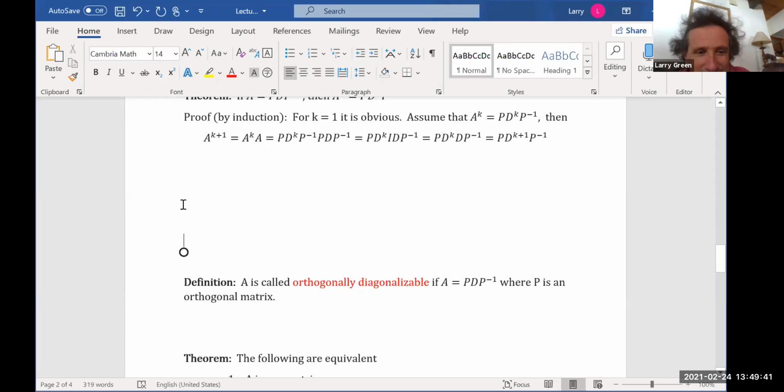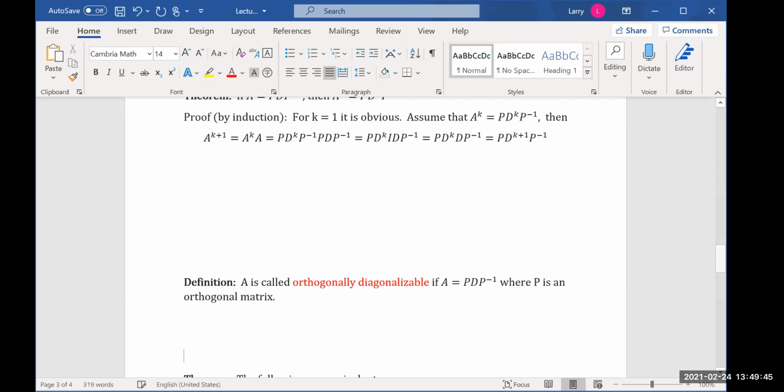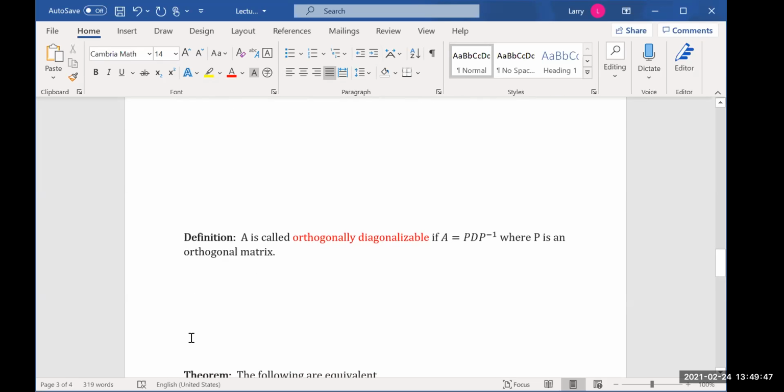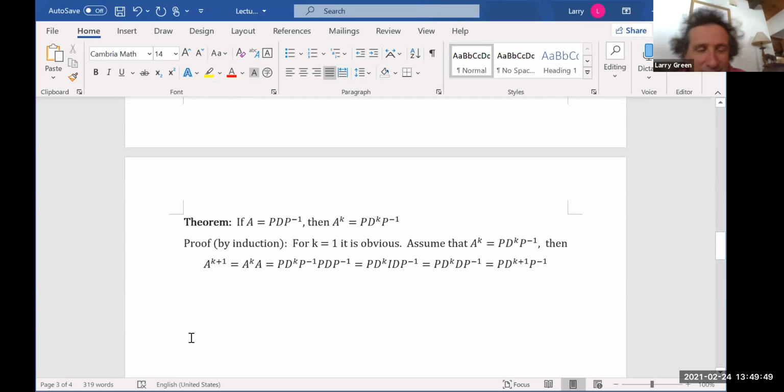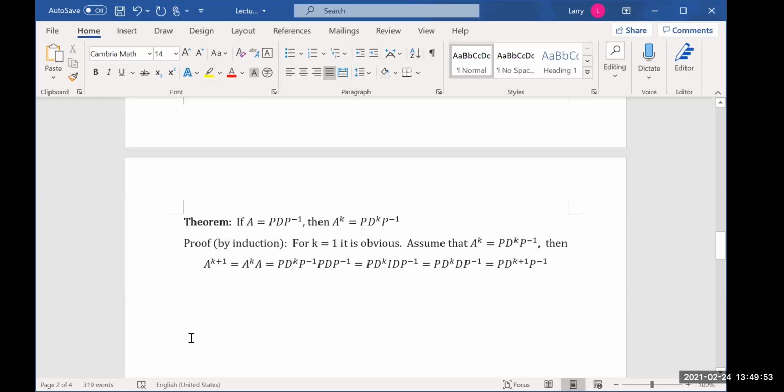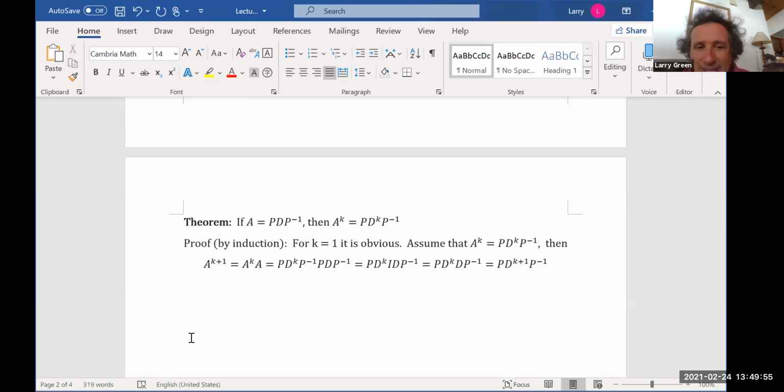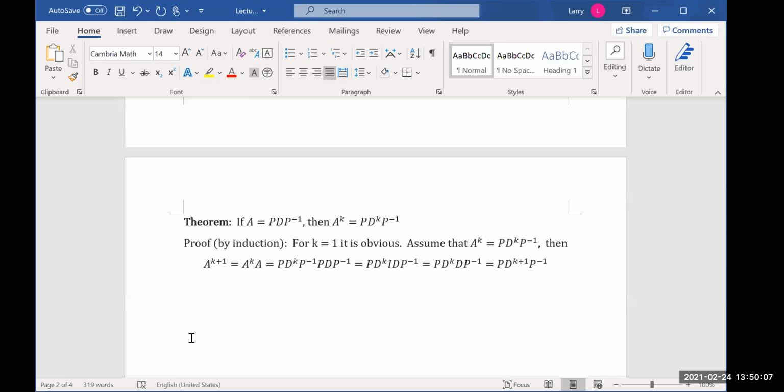So let me give you this definition. Do you mind going back up to that last theorem real quick? This one right here. So if A equals P D P inverse, then A to the K is P D to the K P inverse. So it makes A to the K much easier. But we can even get a little easier, which we'll see in a bit. Can I scroll down a little now?